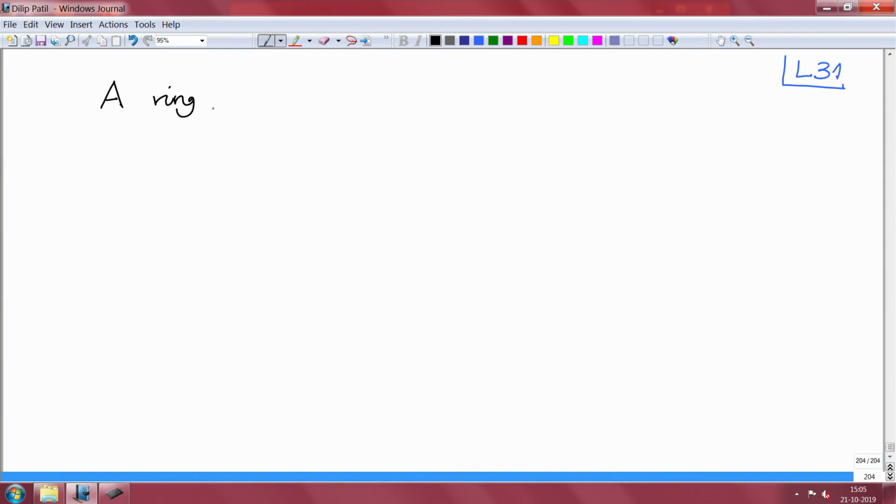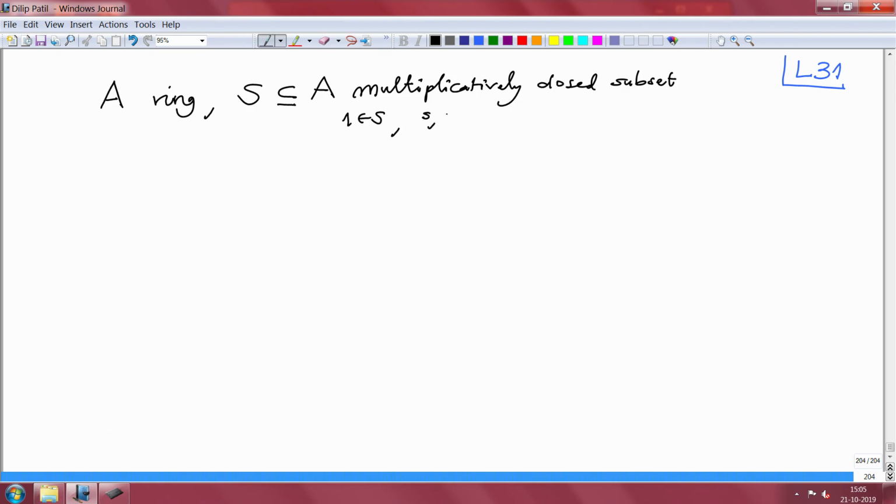A is our ring, commutative always, and S is a multiplicatively closed subset of A, that means 1 belongs to S, and whenever two elements are in S, their product is also in S.